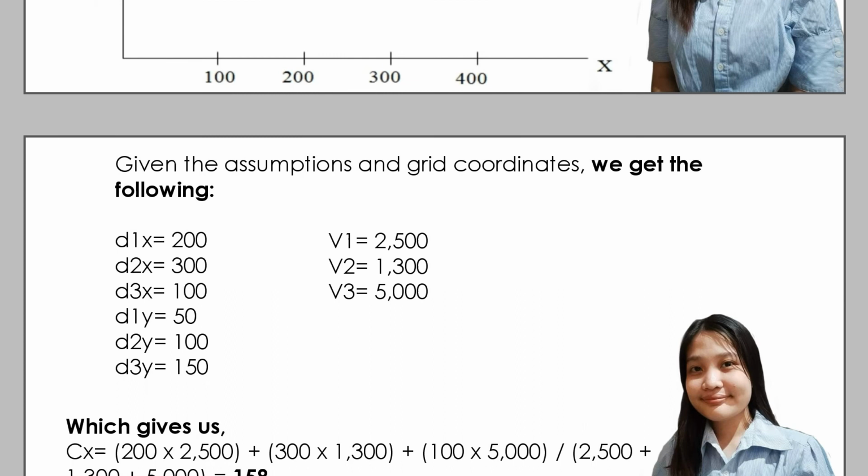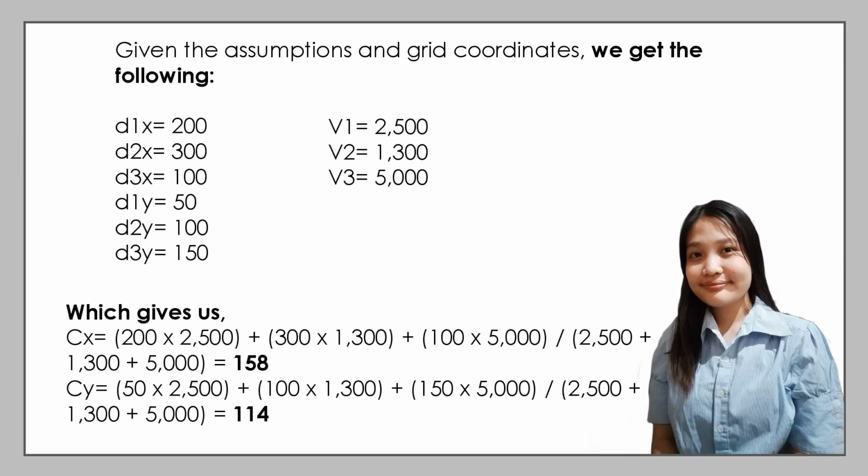Given the assumptions and grid coordinates, we get the following. So, base naman po doon sa grid coordinates na ibinigay kanina, ay meron pong value ng x and y po yung existing facilities. Dahil po rito ay pwede na po makuha yung coordinates ng new potential location. Para po kay x, sa Warehouse 1 po, 200 times 2,500 plus 300 times 1,300 kay Warehouse 2 plus 100 times 5,000 para po kay Warehouse 3.